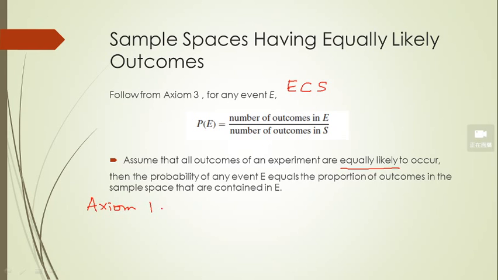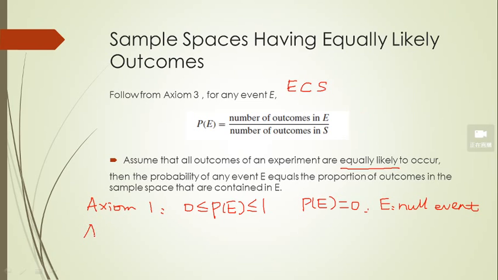Basically we can check axiom 1. If we define the probability of event E in this way, of course it will be between 0 and 1, right? And if the probability of event E equals 0, what is the name of this event? Null event, right? Which means there are no outcomes in the event E, so the numerator is 0, and it's 0 over n.